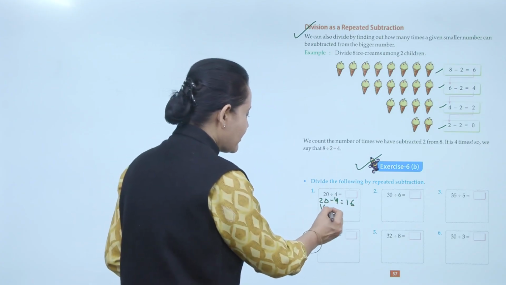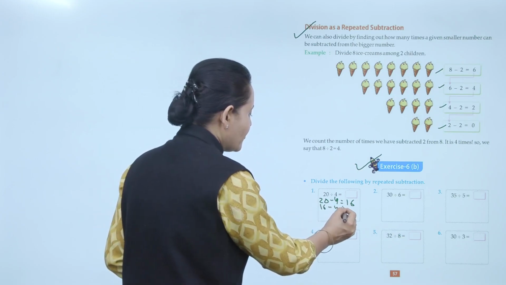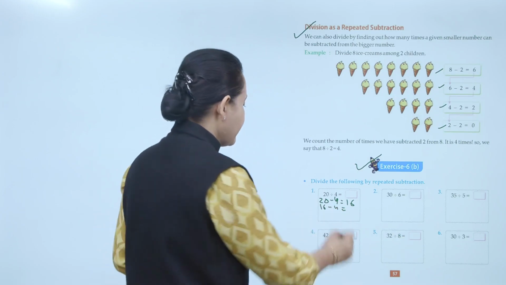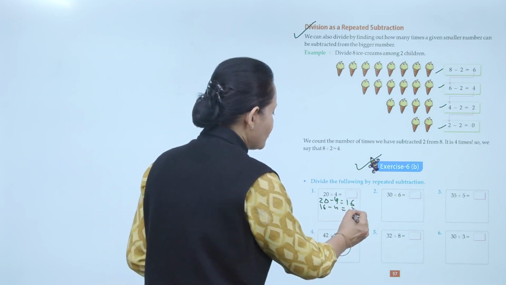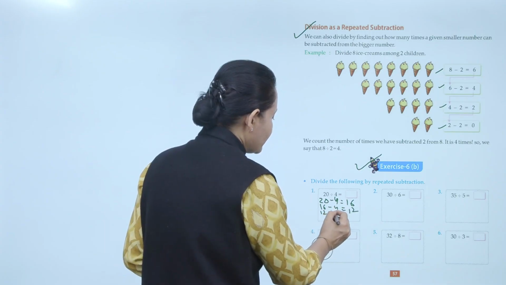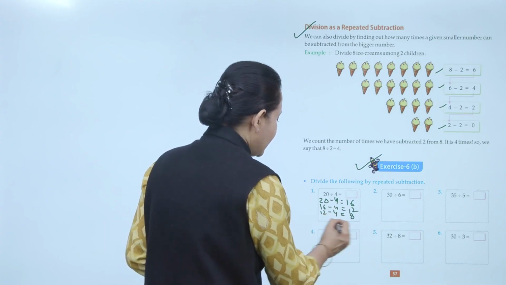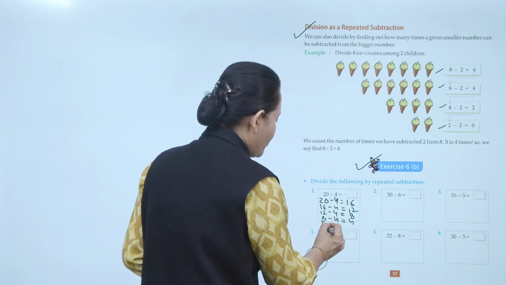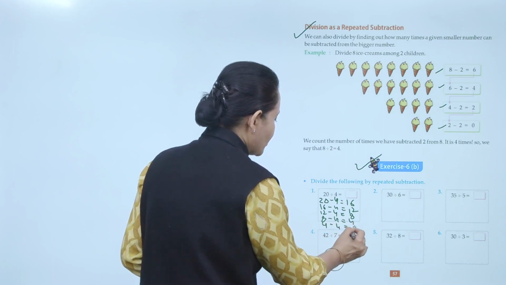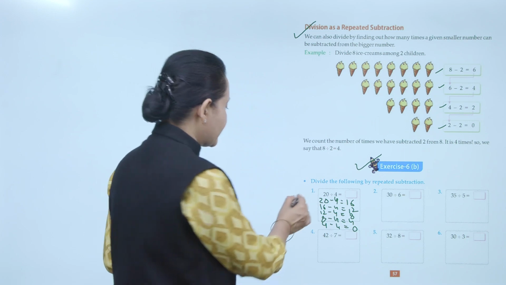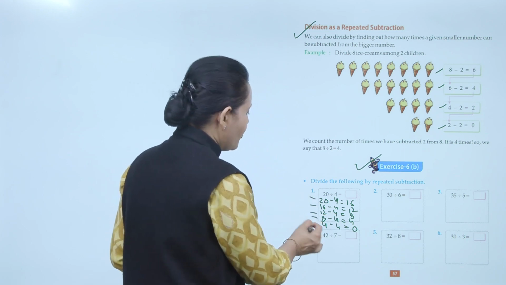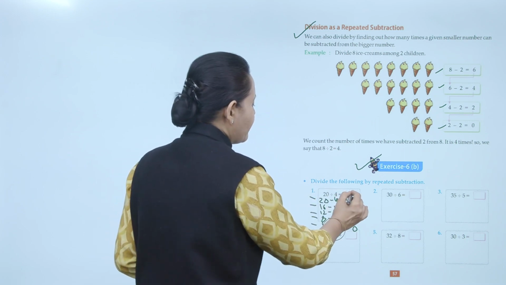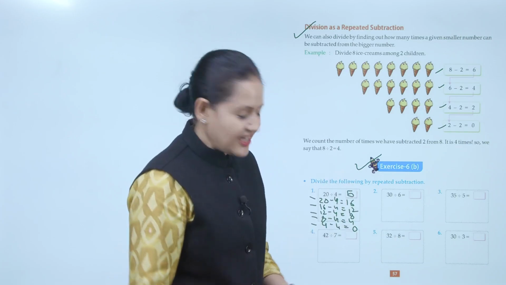16 minus 4 equals 12. Now, 12 minus 4 is 8. 8 minus 4 equals 4. 4 minus 4 equals 0. So, how many times have we subtracted? 1, 2, 3, 4, 5. So, 20 divided by 4 equals 5. Clear?